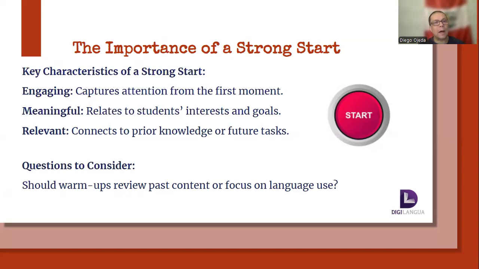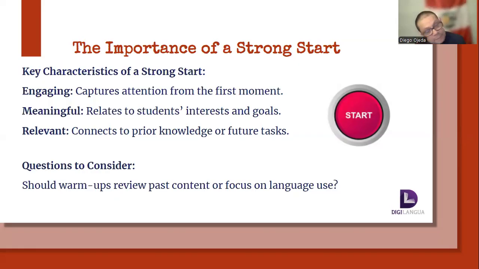Let's talk about warm-ups. So what is a warm-up? A warm-up is an activity that we do at the beginning of the class. Usually these warm-ups are related to grammar or vocabulary. The question is, what is most important? Is the review of grammar and vocabulary at the beginning of the class most important, or is it more important to focus on language use?